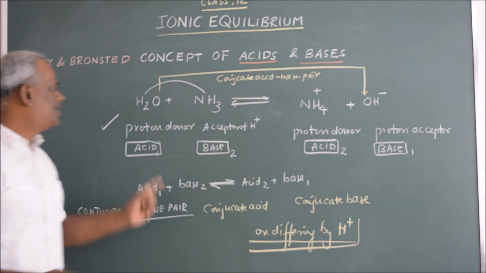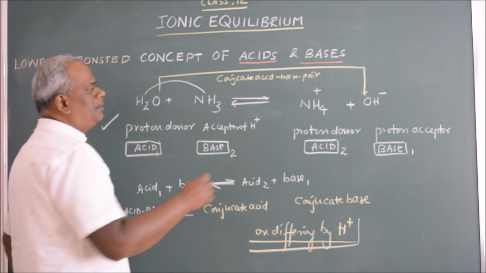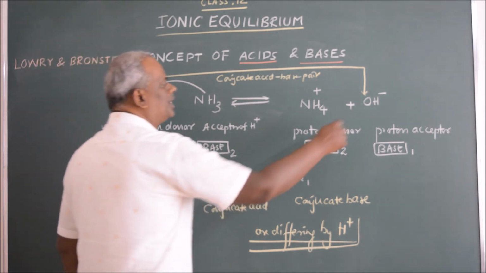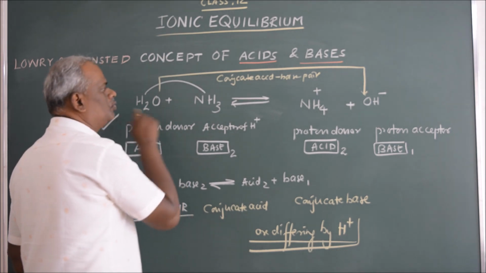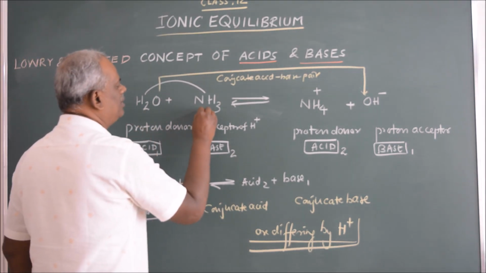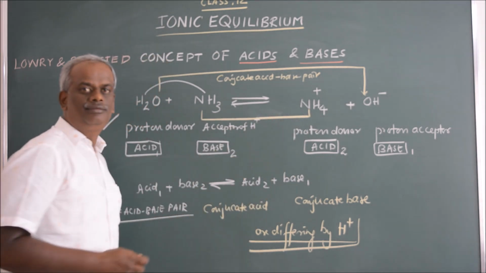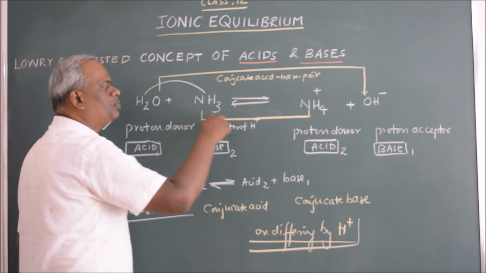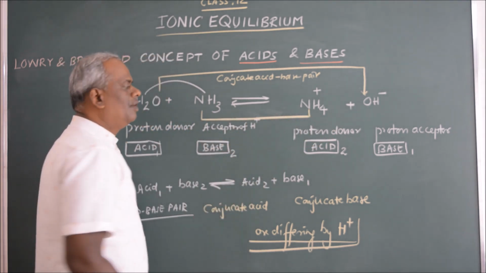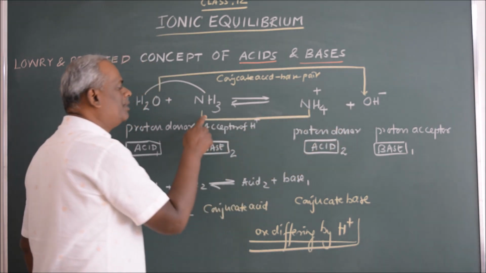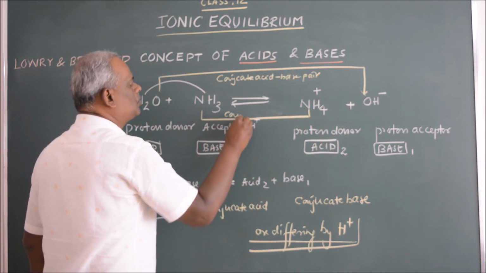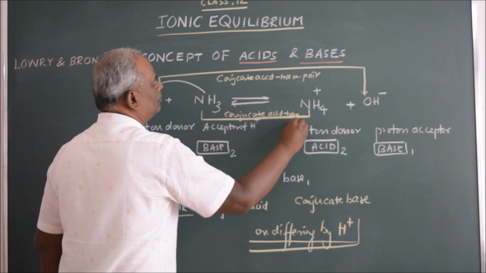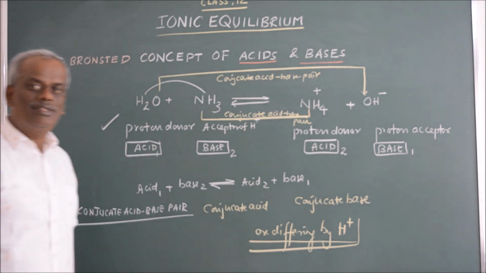So what would be the conjugate of H2O? The conjugate base of H2O is OH minus. Vice versa, the conjugate acid of OH minus is H2O. Likewise, these two are conjugate with each other. They are also differing by H plus. You see, NH3, when you add an H plus, you can get NH4 plus. When NH4 plus is losing a hydrogen, we will be getting NH3. So these two are also a conjugate acid-base pair. Yes, we are going to explain what are called conjugate acid-base pairs.